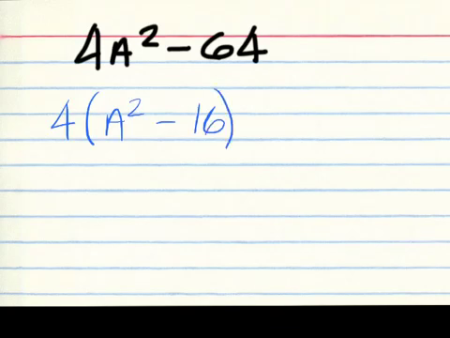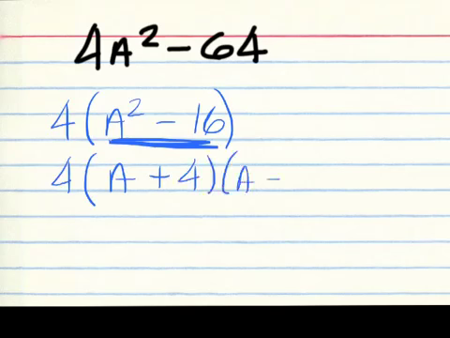4 times the quantity a squared minus 16. This is a perfect square in here, a difference of two squares. So you would have 4 and then a plus 4 and a minus 4. Anytime you can factor something out, do that. That's going to be our rule from now on, so that everybody's on the same page.